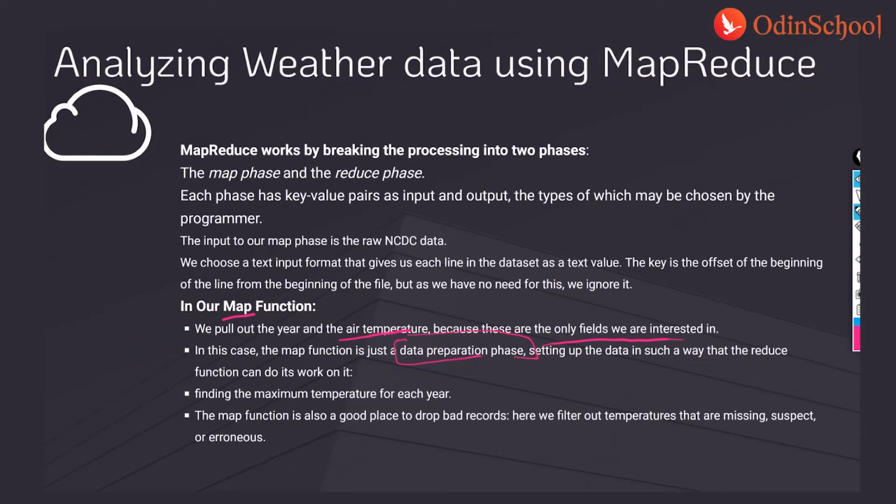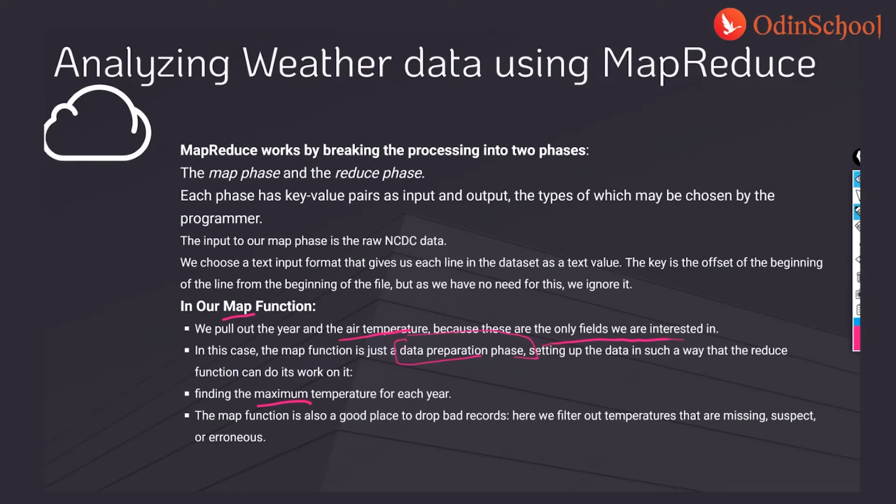And here the same mapper can be used to prepare the data, and you can write a different reducer to find out the maximum temperature for each year, the minimum temperature of each year, or the average temperature of each year. So basically the mapper would not change, only your reducer logic would slightly change to find out the maximum, minimum, or average temperature for each year.